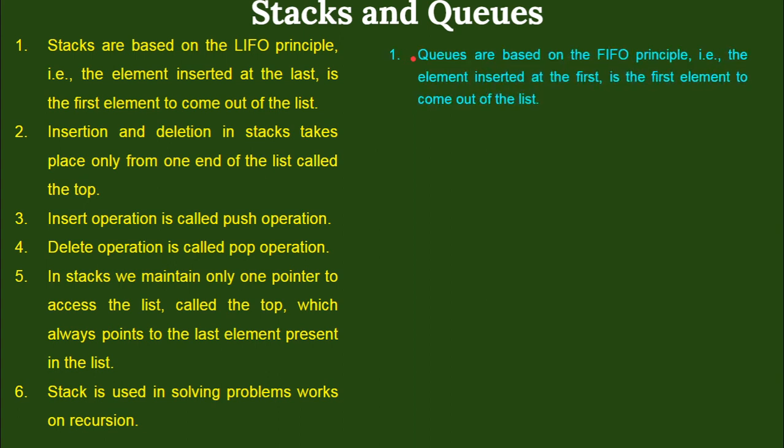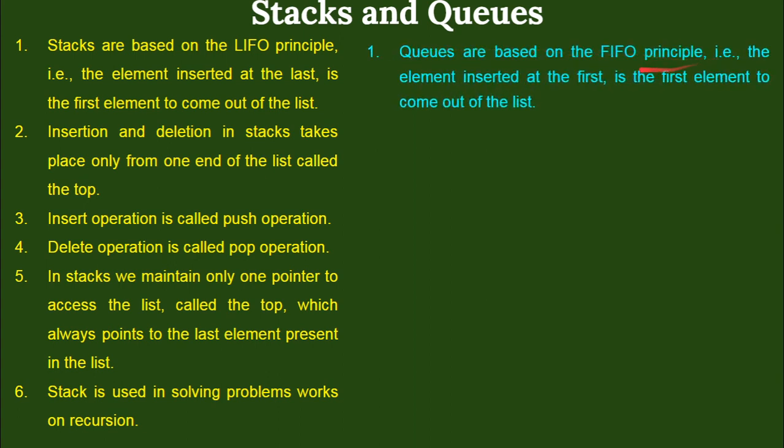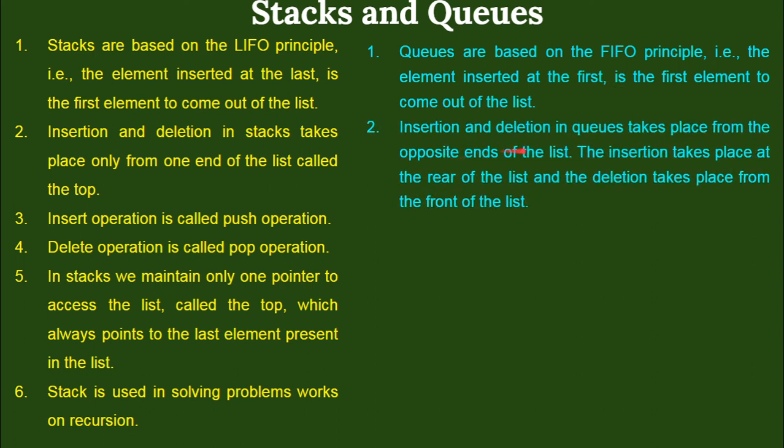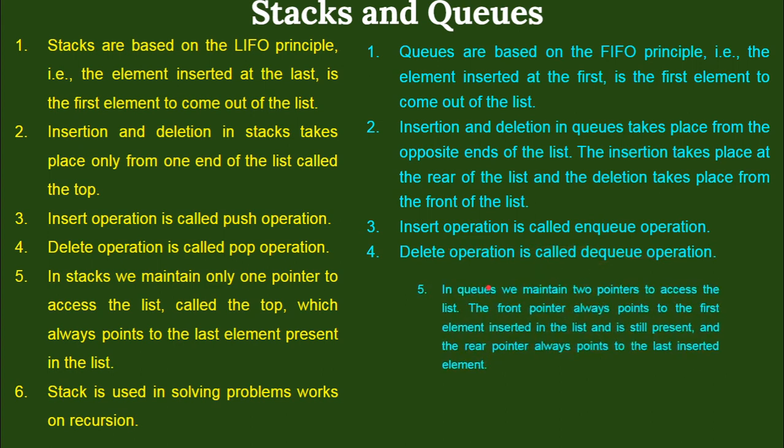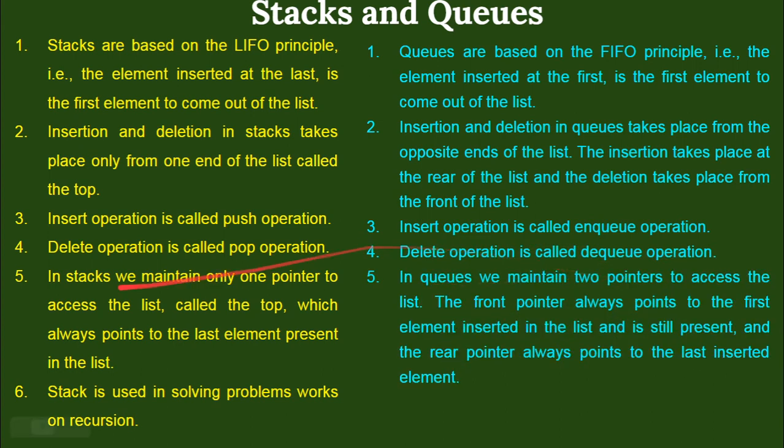Now, regarding the queues, they are based upon the FIFO principle, and the elements are inserted at the first, and the first element which is inserted will be the first element to come out. And then insertion and deletion take place from the opposite ends of the list. Insertion takes place at the rear of the list, and deletion takes place from the front of the list. Insert operation is called the enqueue operation, and delete operation is called the dequeue operation. And here queues have two pointers. Stack has one pointer, queues have two pointers, the front pointer as well as the rear pointer.